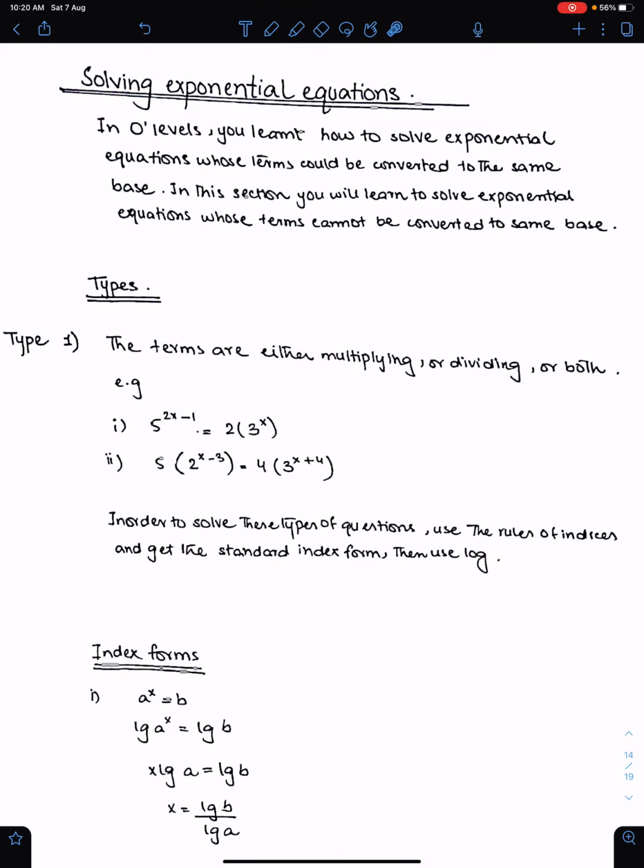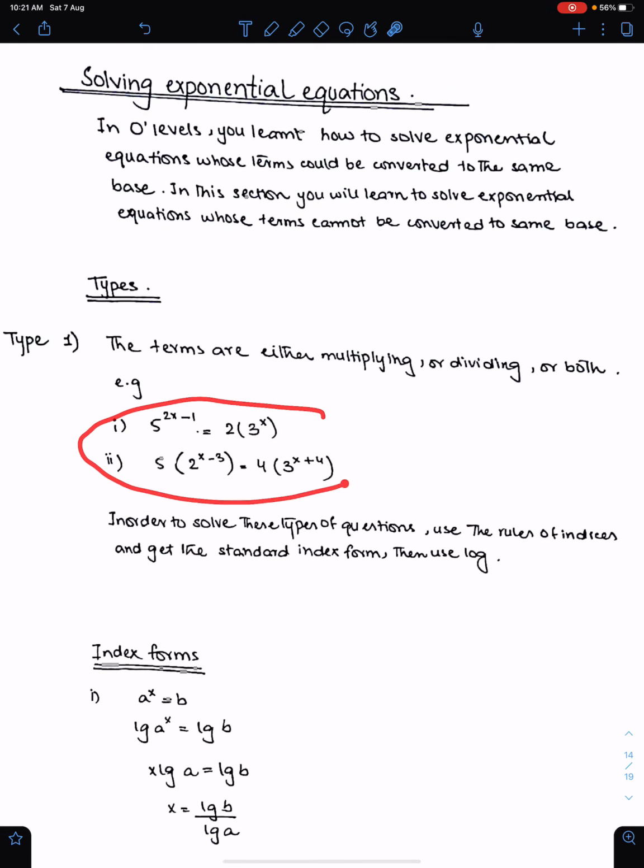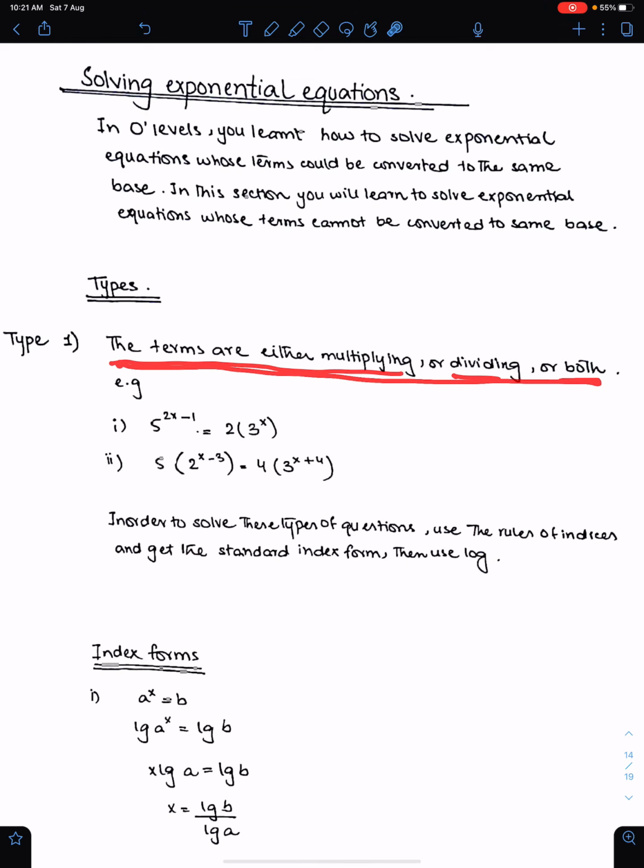Type 1. The terms are neither adding nor subtracting. See, in type 1 equations, the terms are neither adding nor subtracting. This 2 is multiplying, this 4 is multiplying. Or you can say this in this way as well. The terms are either multiplying or dividing or both. So either you can understand type 1 rule with this information or with this information. The terms are neither adding nor subtracting.